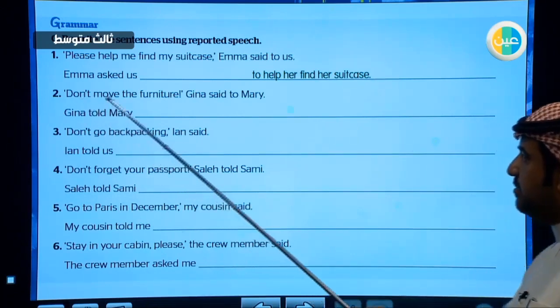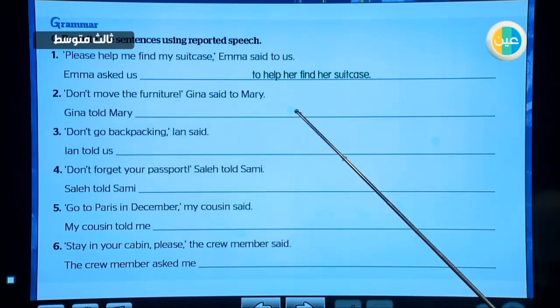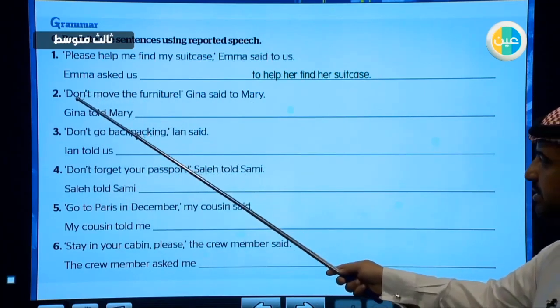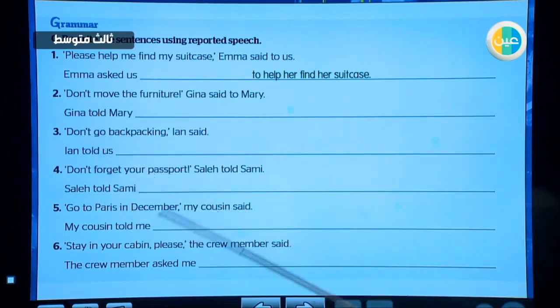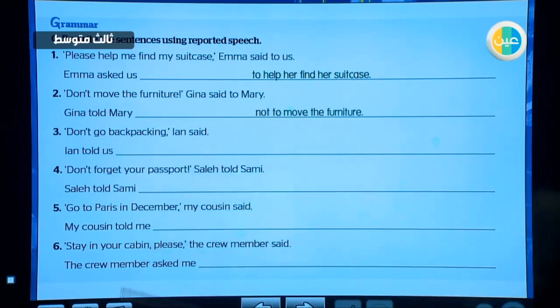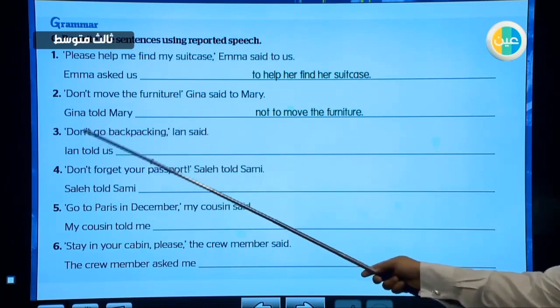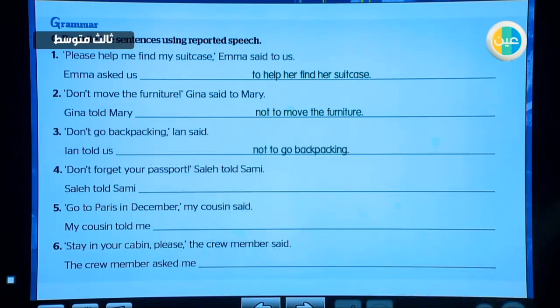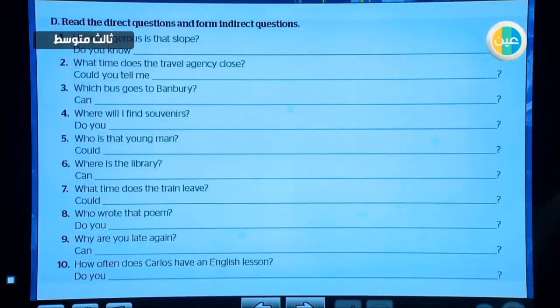Yes. Don't move the furniture, Gina said to Mary. Gina told Mary, okay, this is a negative command. So we say not to move the furniture. Excellent. Don't go backpacking, Ian said. Ian told us not to go backpacking. Excellent. Do the rest by yourself now. Let's go to the next exercise.